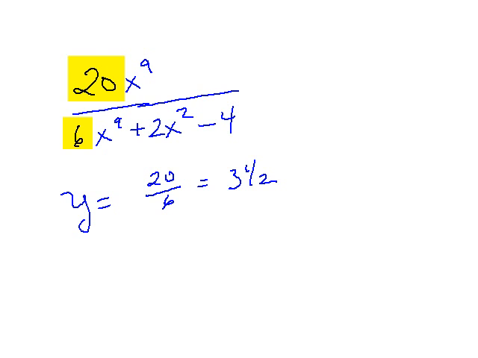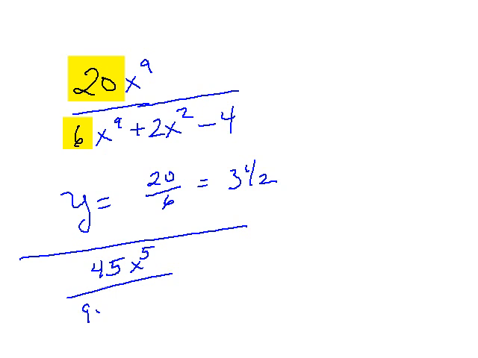If the rational function has this form, let's say it's 45x to the 5th divided by 9x to the 5th minus 12, then the horizontal asymptote is just a fraction made out of those two numbers. So the horizontal asymptote is 45 divided by 9, that's 5.